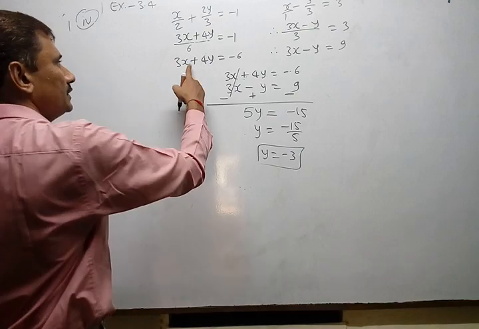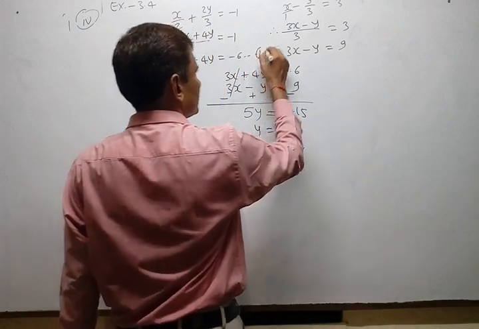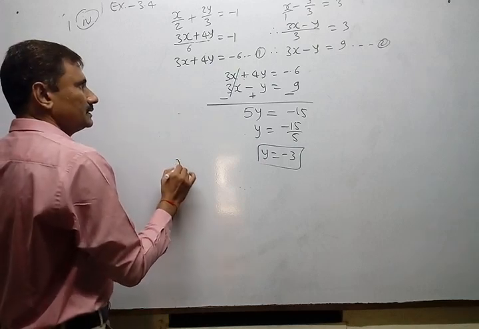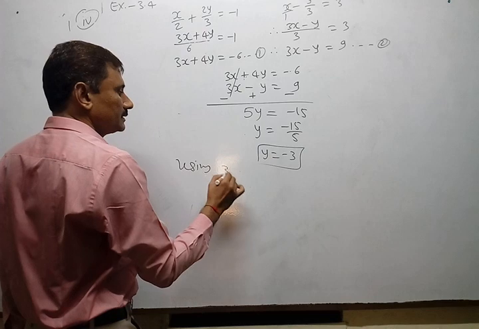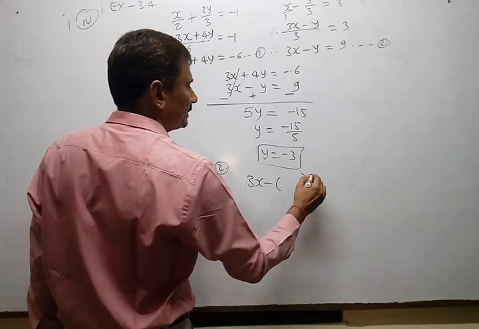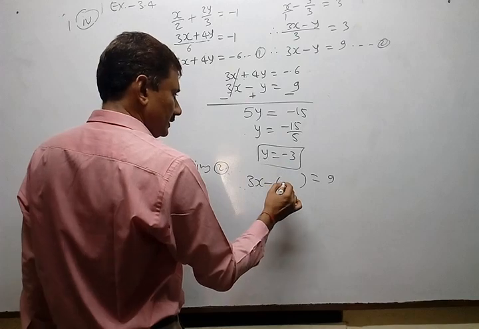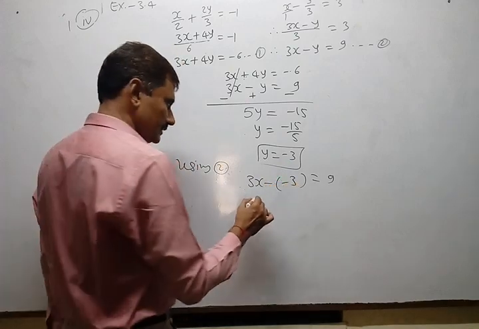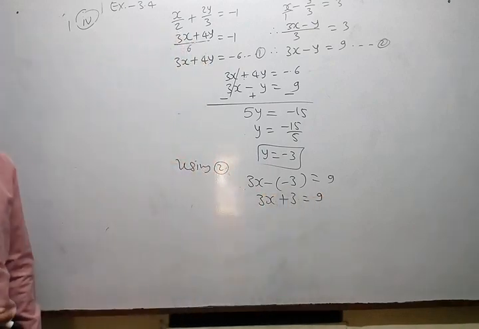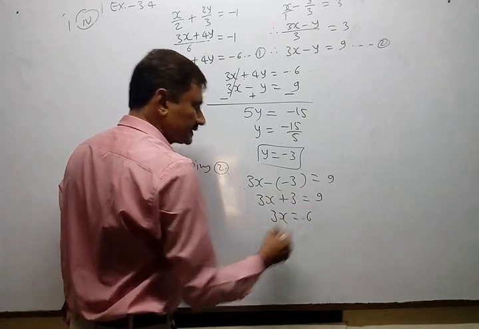Okay. Now either use the first, otherwise the second. So I am going to use the second equation. So using the second one, 3x minus y equal to 9. Now y itself is minus 3. So it becomes 3x plus 3 equal to 9. Okay, minus becomes plus. So 3x equal to 6.